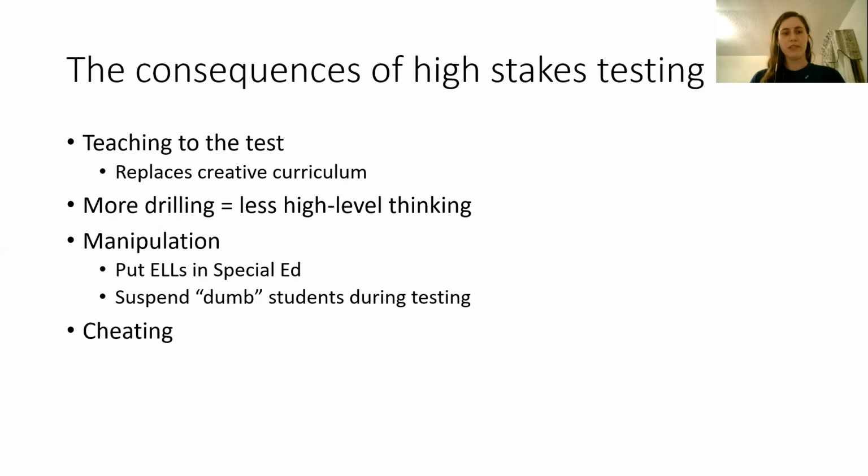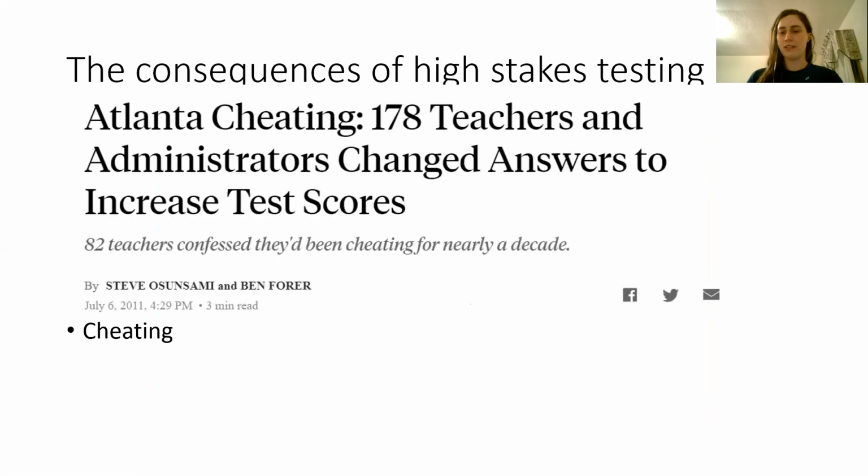And there's also some manipulation, such as putting English language learners into special education. That way they won't be counted towards the school's performance on the standardized tests. Some schools even suspend the quote unquote dumb students during testing, or they encourage them to drop out just so they won't have their scores affected. And sometimes there's cheating, and you might think that it's the students doing the cheating, but it's oftentimes the teachers and the administrators. And in 2011, there was a case in Atlanta where 178 teachers and administrators admitted to changing the answers to increase test scores.